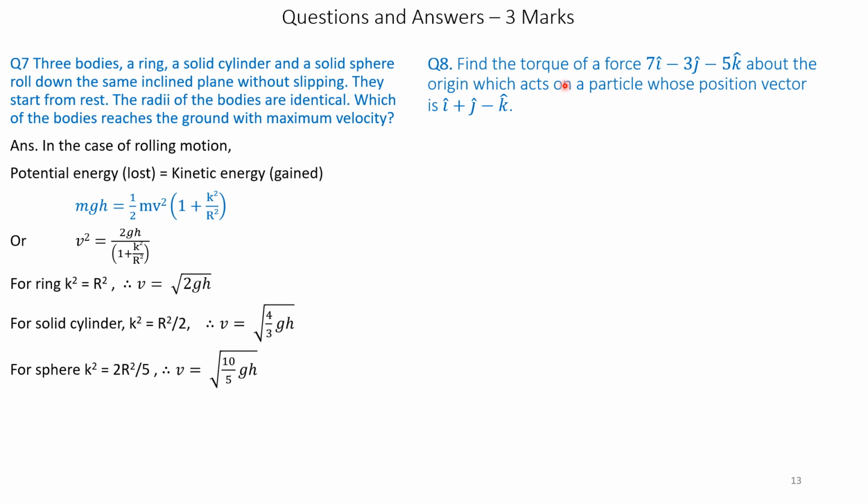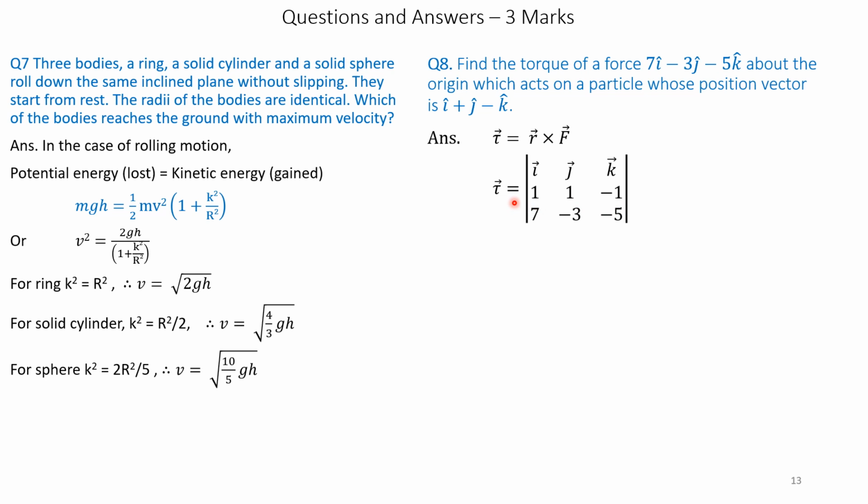Next question. Find the torque of force 7i minus 3j minus 5k about the origin, which acts on the particle whose position vector is i plus j minus k. This is question number 8. A similar problem we have solved earlier. Let us repeat it. We know that torque tau is equal to R cross F, where tau is the torque, R is the position vector and F is the force. So R is given as i plus j minus k and force F is given as 7i minus 3j minus 5k.